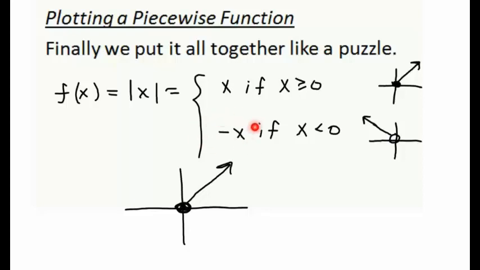Next, our second subfunction is negative x on the restricted interval x is less than 0. And that part of the picture looks like this. When we go to plot our open circle, it's just going to go around the already closed circle, and we're going to get an overall picture that looks like this. So here is the absolute value function, pieced together as a piecewise function.